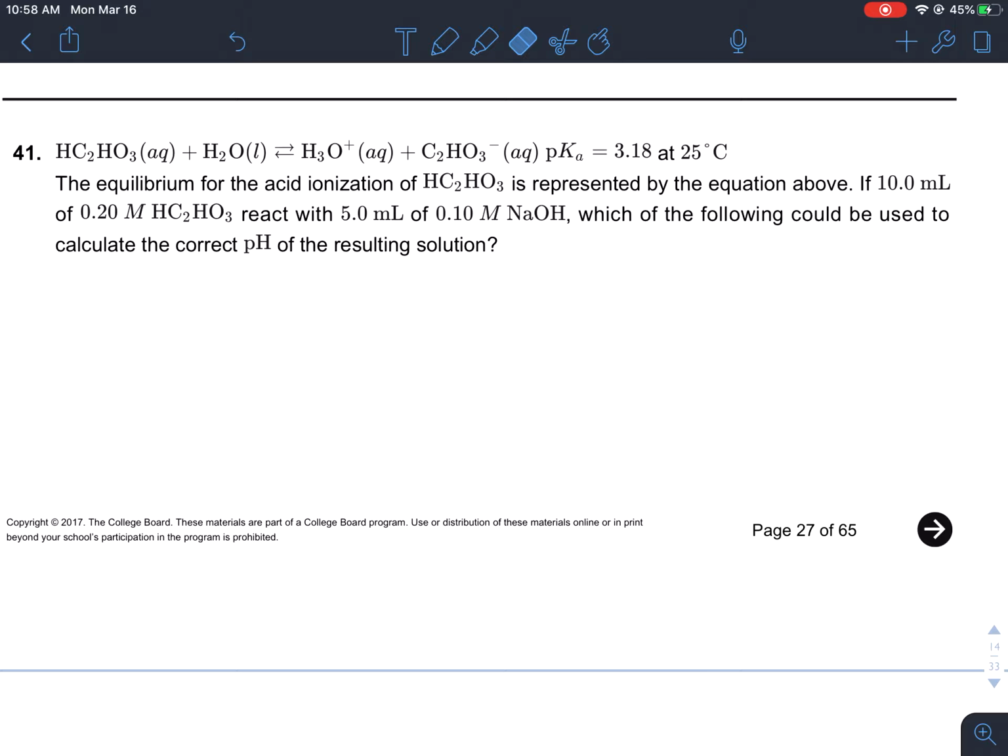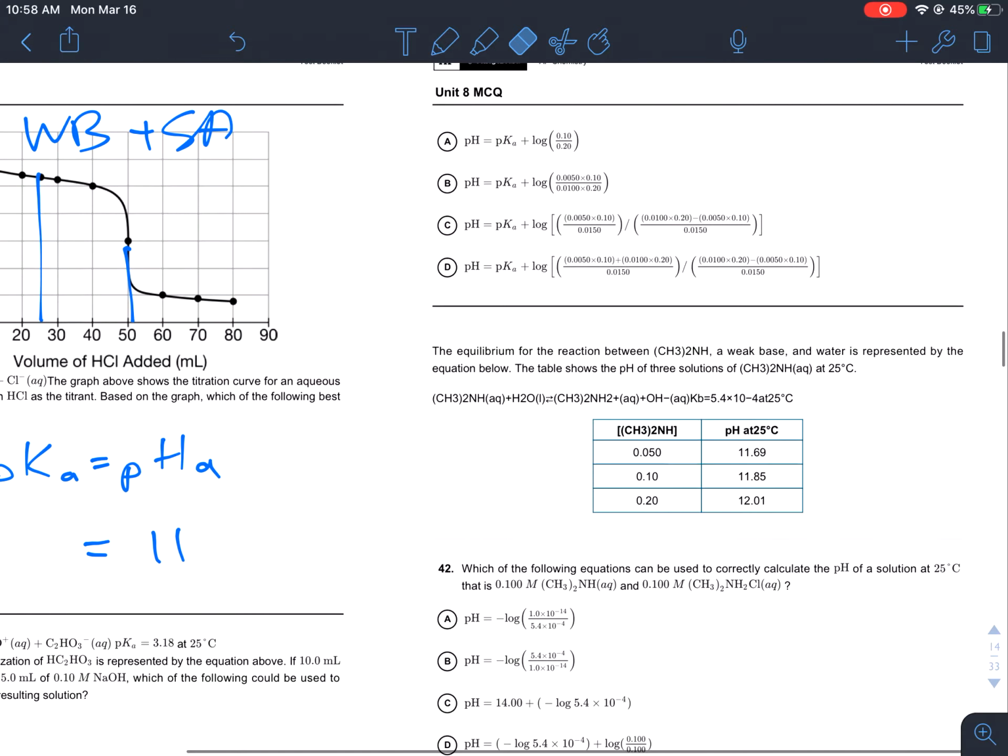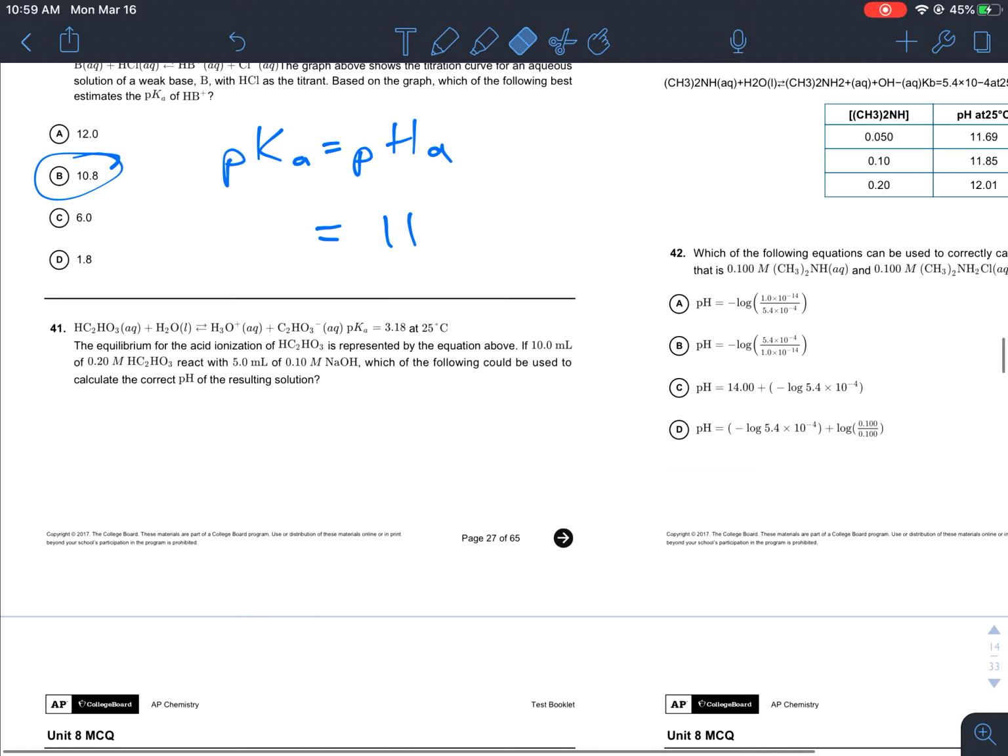If 10 milliliters of 0.2 molar acetic acid react with 5 milliliters of sodium hydroxide, which of the following could be used to calculate the correct pH during the resulting solution? Okay, this one is pretty tricky.